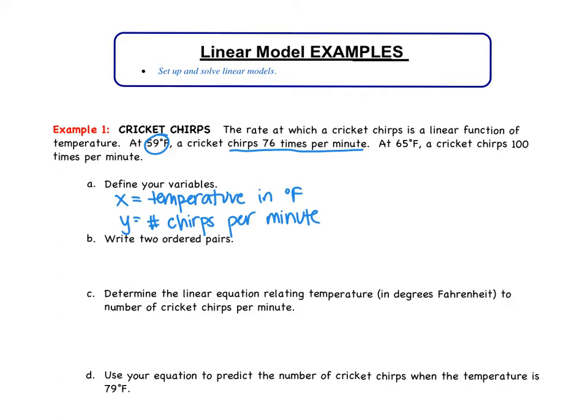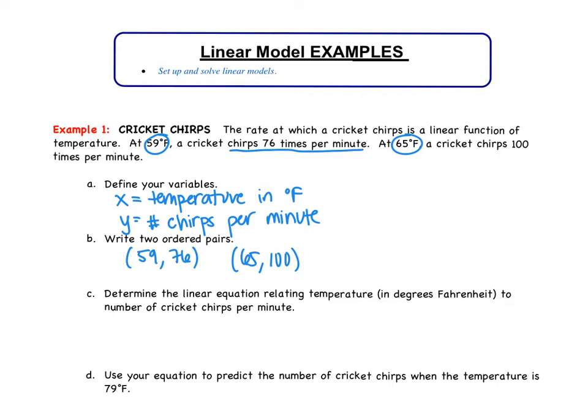So writing your two ordered pairs. First, we know at 59 degrees, the cricket is going to chirp 76 times a minute. It also says at 65 degrees, the cricket chirps 100 times per minute. So those are our two ordered pairs.